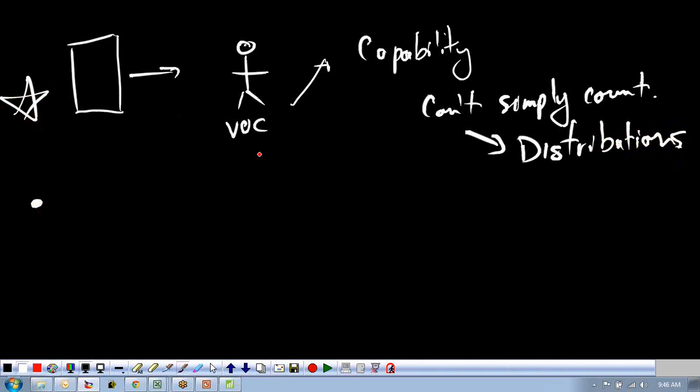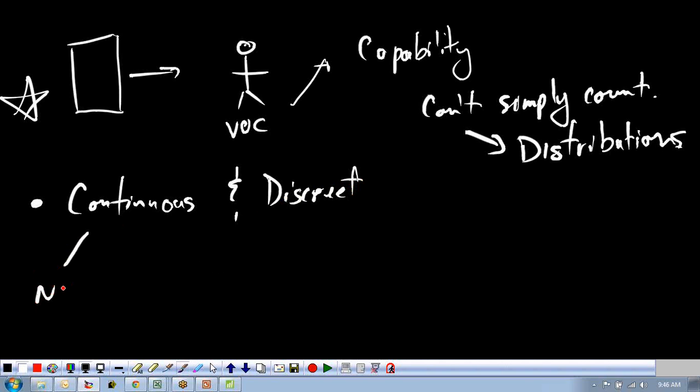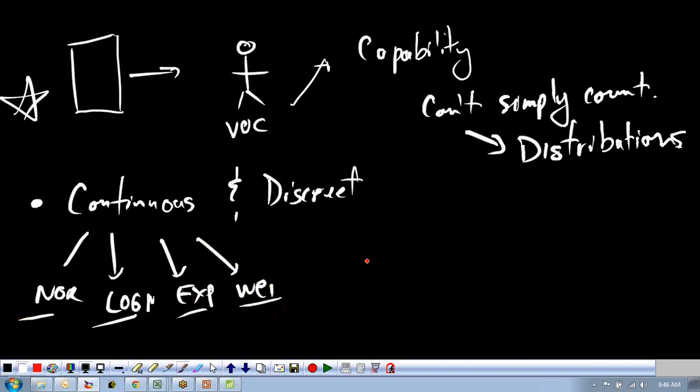You can use it lots of other different places, but there are two types. There's what are called continuous and discrete. The continuous distributions are the normal, the log normal, the exponential, and we also touched base on the Weibull. Those are the ones that we learned, and for the discrete, we learned binomial and Poisson.